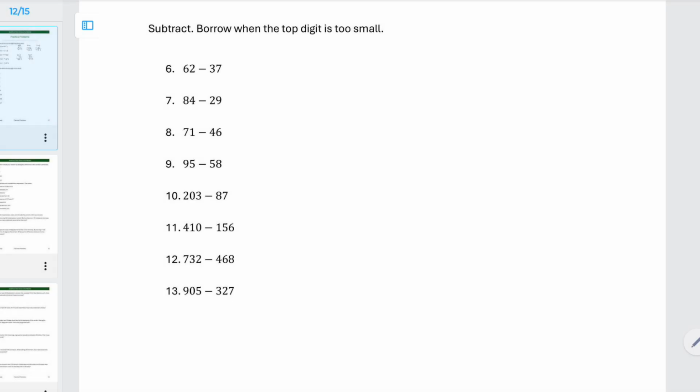Subtract. Borrow when the top digit is too small. Number 6. 62 minus 37. We can't do 2 minus 7, so we go over to the tens column. We're going to turn that 6 into a 5, which means that this 2 is going to become a 12. 12 minus 7 is 5. Going back to the tens column, 5 minus 3 is 2. So our answer is 25.